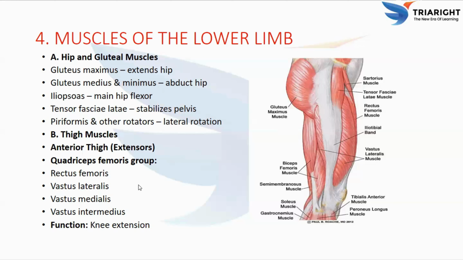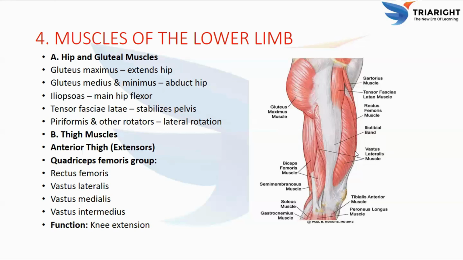So in this picture, you can see the hip and gluteal muscles that I have explained before: the gluteus maximus muscle, the iliotibial band. You can find each and every muscle over here.